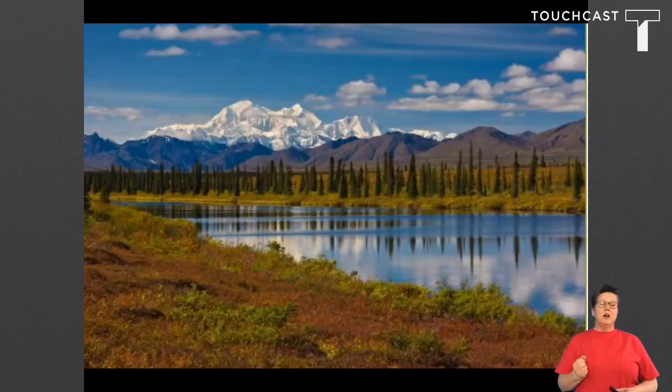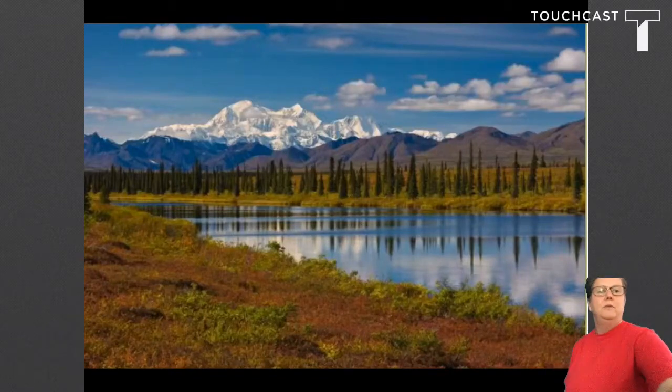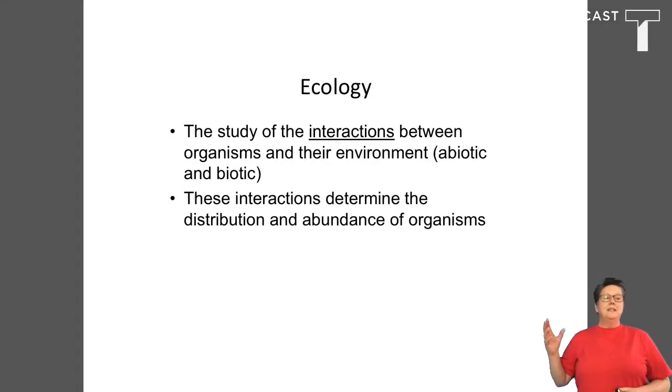Okay, today I want to talk about what is ecology and then get into the nitty-gritty of how we really can define an ecosystem. All right, so let's move to looking at a definition of ecology here. So ecology can be defined as the study of interactions between organisms and their environment. So that brings up the question, what is the environment?